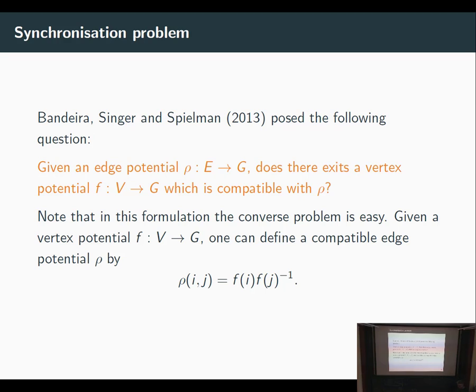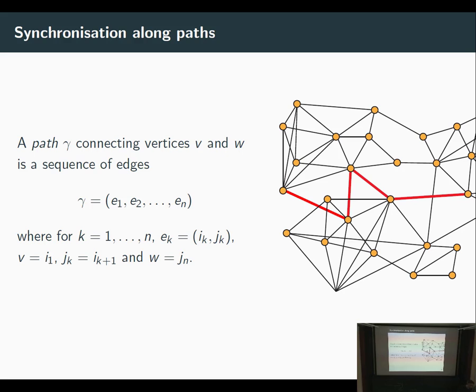Before I move on, let's just remark that if someone actually gives you a vertex potential, then constructing a matching edge potential is actually very easy. If every vertex of your graph has a group element attached to it, then these are the matching edge potentials that you need to define. This actually is going to be quite useful in what follows. Yes, there is a limit to how you can use it.